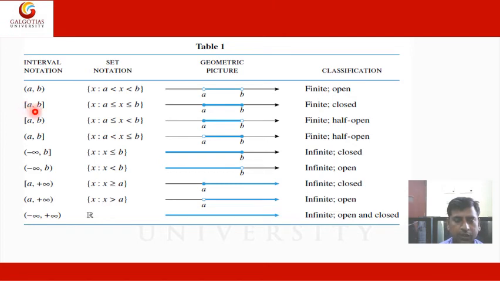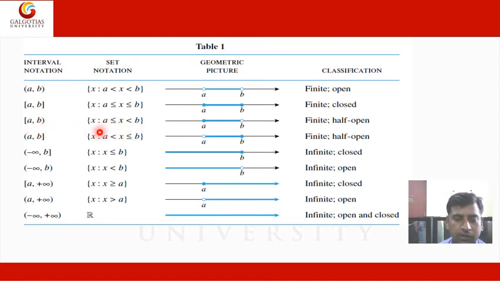Here are some intervals and their set notation, their geometrical picture, and their classification. For example, this is the open interval from a to b. So the set notation is the set of x, where x is greater than a and less than b, and the geometrical picture is the set of points on the real line between a and b, but endpoints are not included. Its classification is that it's finite because endpoints are finite, and it's an open interval because it does not include the endpoints.